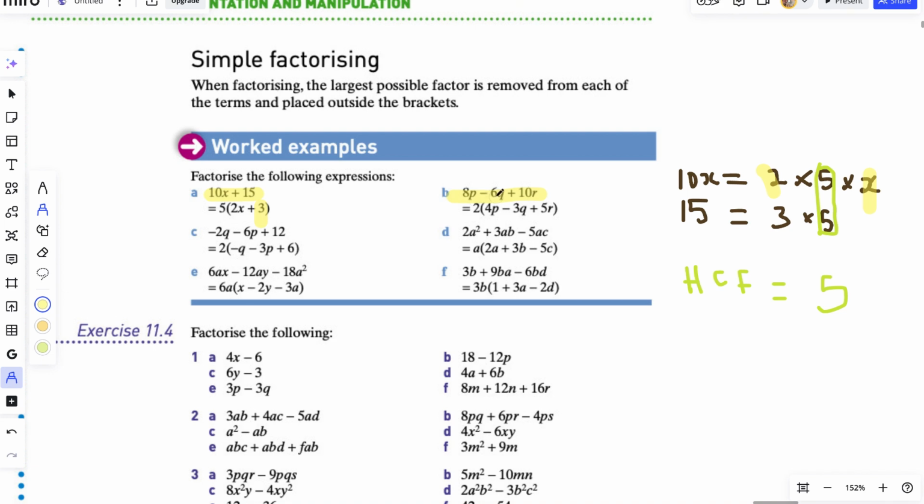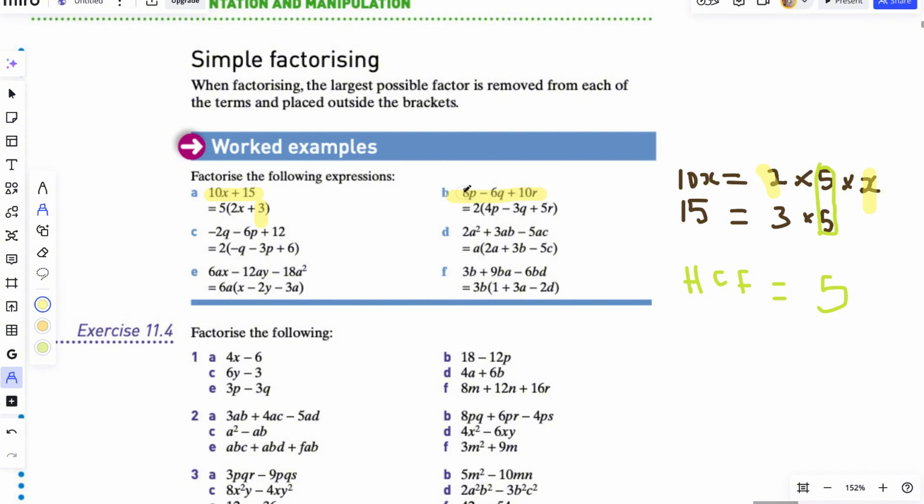Because 3 can go into 6, but 3 cannot go into 8 and 10. 5 can go into 10, but 5 cannot go into 6 and 8 without a remainder. The only number that can go into these 3 numbers is 2. So you write the 2 out. Here is P, here is Q, here is R, they are not the same, so you don't bother about that one.